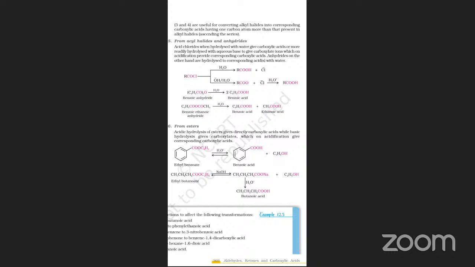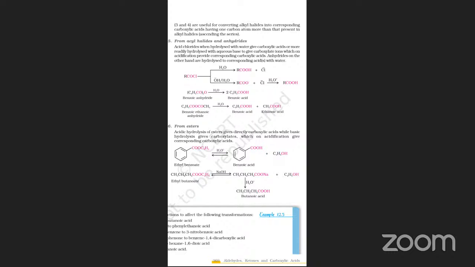Why? Because in the benzoic anhydride structure, the oxygen is bonded with two C6H5CO groups. Because of that, clearly if you observe, the bond is broken at the O and carbon. After that, hydrogen is added to the carboxylic group, so acid is formed. Clearly we can observe that 2 moles of benzoic acid are forming.